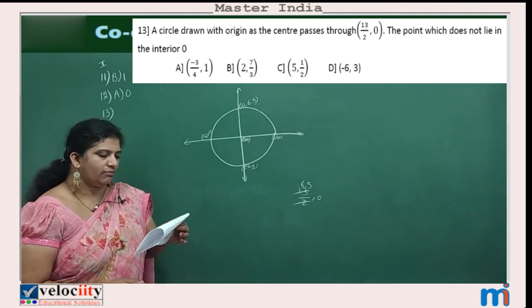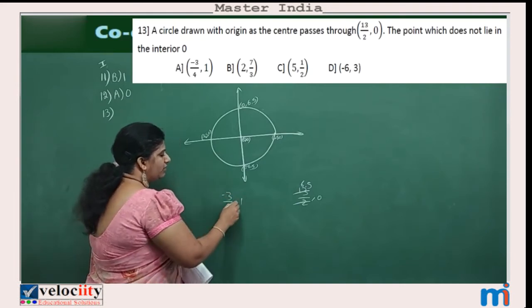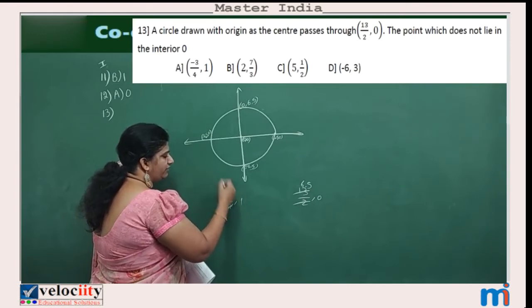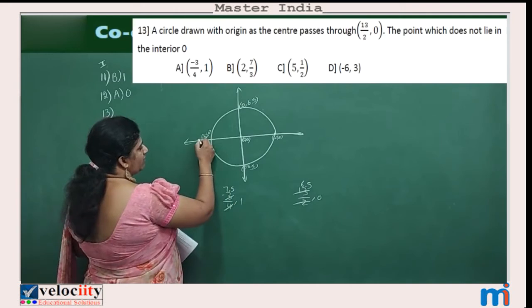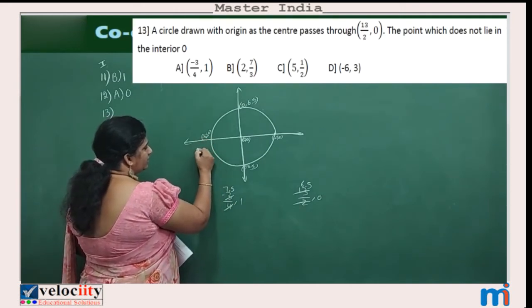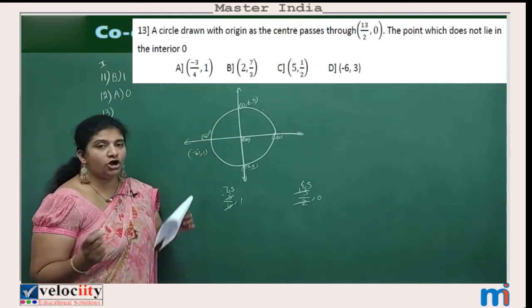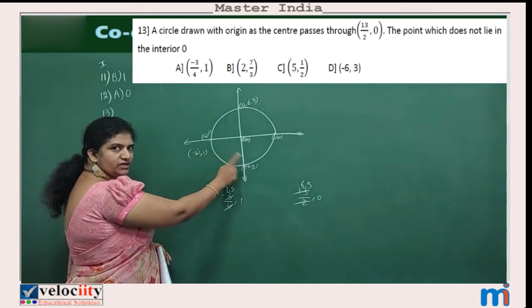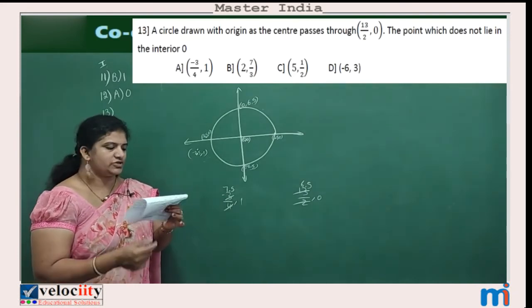Minus 3 by 4 comma 1. If I cancel this, 4 sevens are 28.5. Minus 7.5 comma 1. Where this coordinate will be? Minus 7.5. Here, somewhere it might be 7.5 comma 1. And what is your question? The point which does not lie in the interior of the circle. See, this coordinate, is it lying in the interior of the circle? No, outside. I think this is only the answer. But let us go with the next options also.